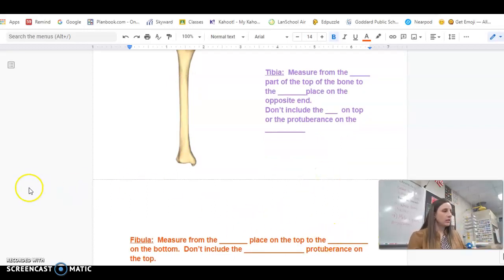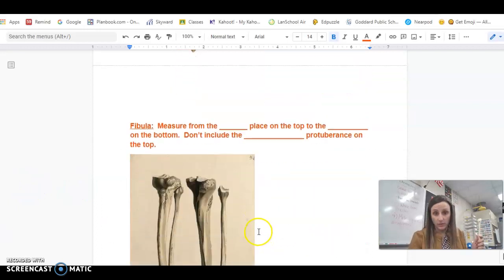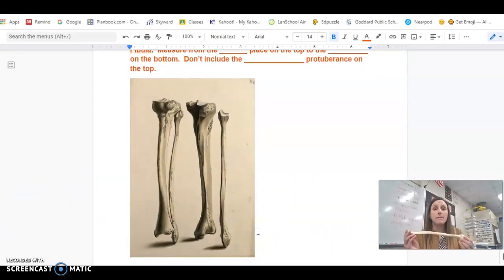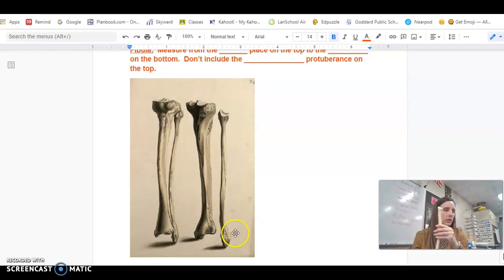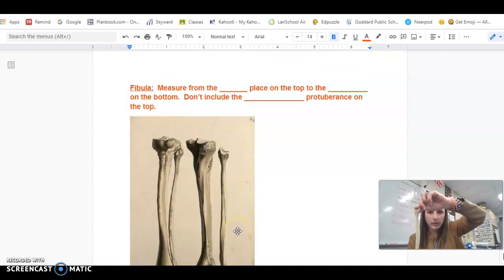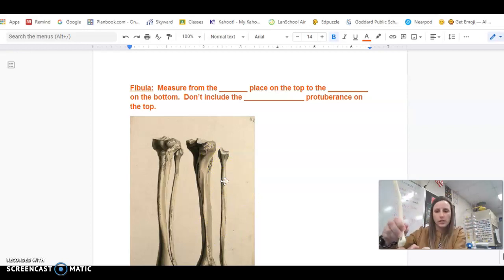And then last but not least, and the one you're not going to confuse the names of, is the fibula. Fibula. Remember? Tibia, fibula. Don't get those confused. So this little guy goes like this. So you can see it almost as it comes to a point on the end. Okay, so we're going to measure from the flatter place. There's a flatter place up here on the top. I don't know if you can see it right here. Kind of a flattish place. On the top to the very point on the end of the bottom.